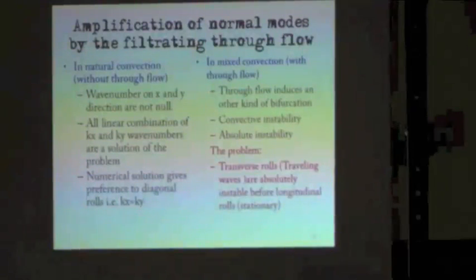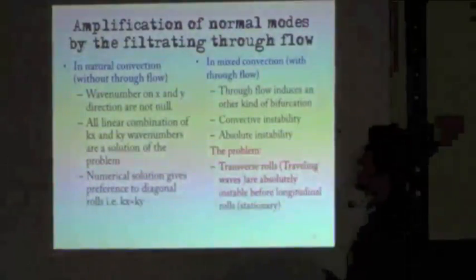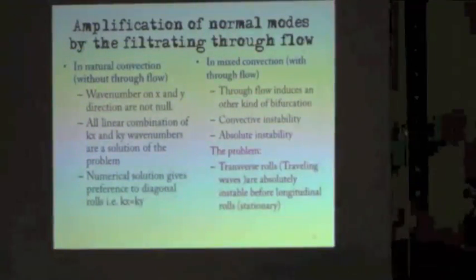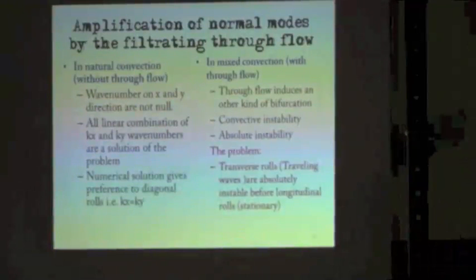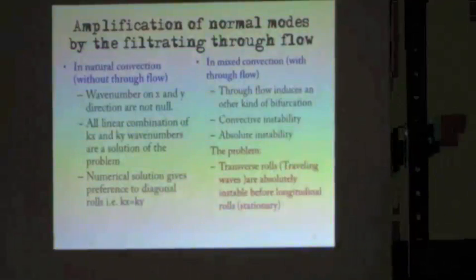A little comparison. In natural convection, the wave numbers in the x and y directions are not null. All linear combinations of kx and ky wave numbers are solutions of the problem. Numerical solution gives preference to diagonal rolls, as we have seen. In mixed convection, when we apply the horizontal gradient of pressure, the through flow induces another kind of bifurcation. We have convective instability and absolute instability.